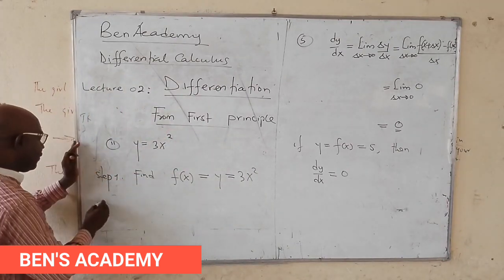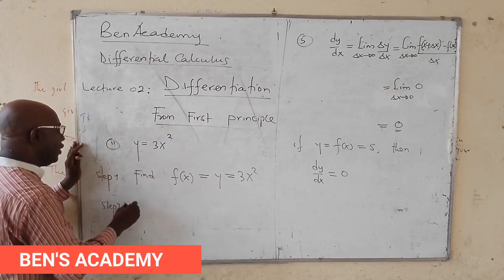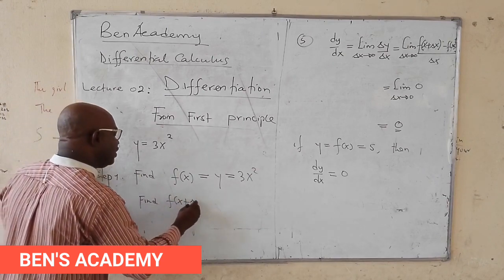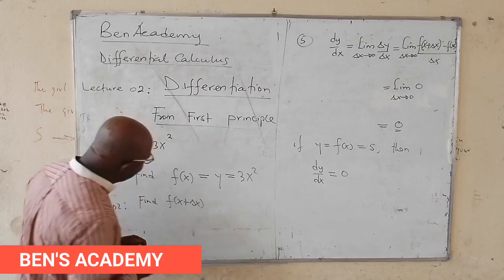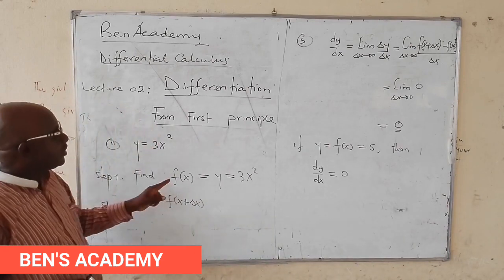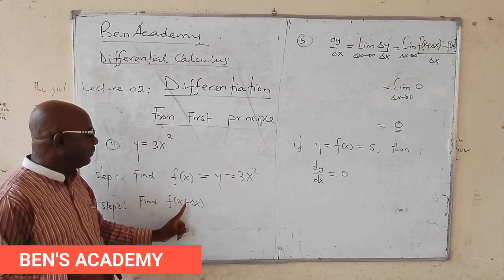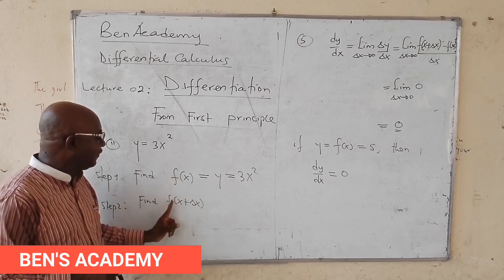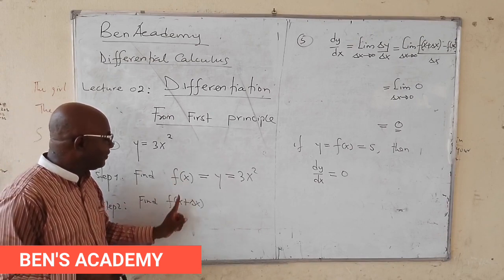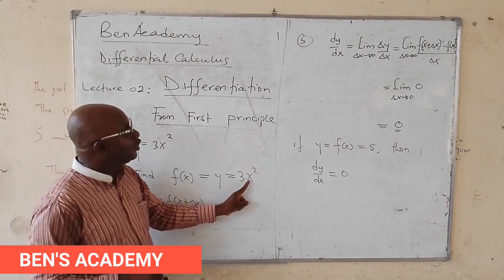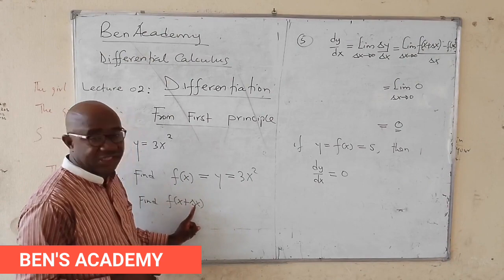The second step, you find f of x plus change in x. That means to get this, you have to replace x by x plus change in x. What is f is f, but this x now has been replaced by x plus change in x. So in this particular function, you replace x by x plus change in x.